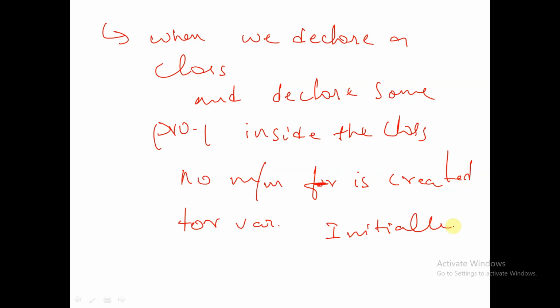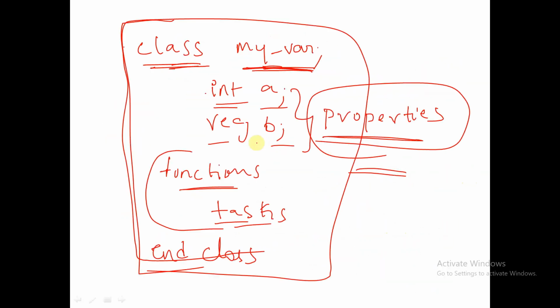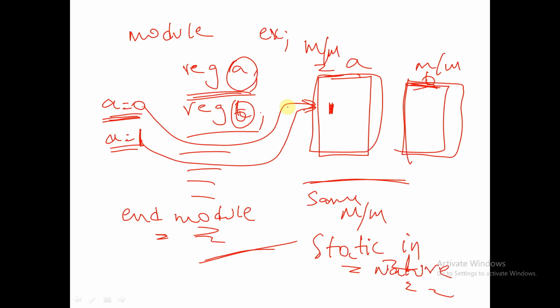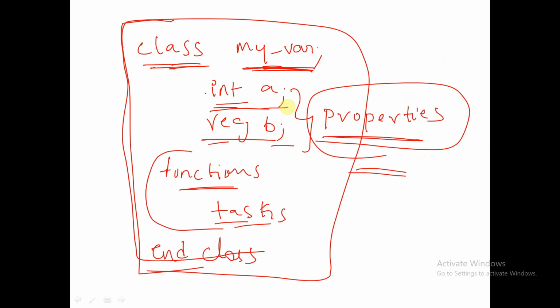So remember this point, this is a very important point. When we declare a class, here in this case class my_var, I'm declaring two variables or two properties, int a and reg b. So no memory is getting created for my reg a and b initially. Unlike in the case of a module, when we declare any registers, any variables, immediately the memory is allocated for register A and register B. But in the case of a class, no memory is getting created.